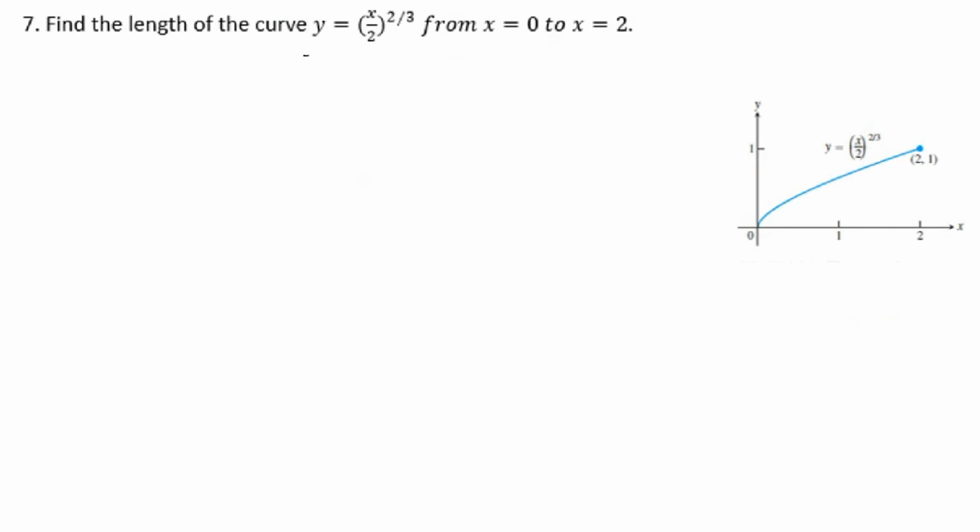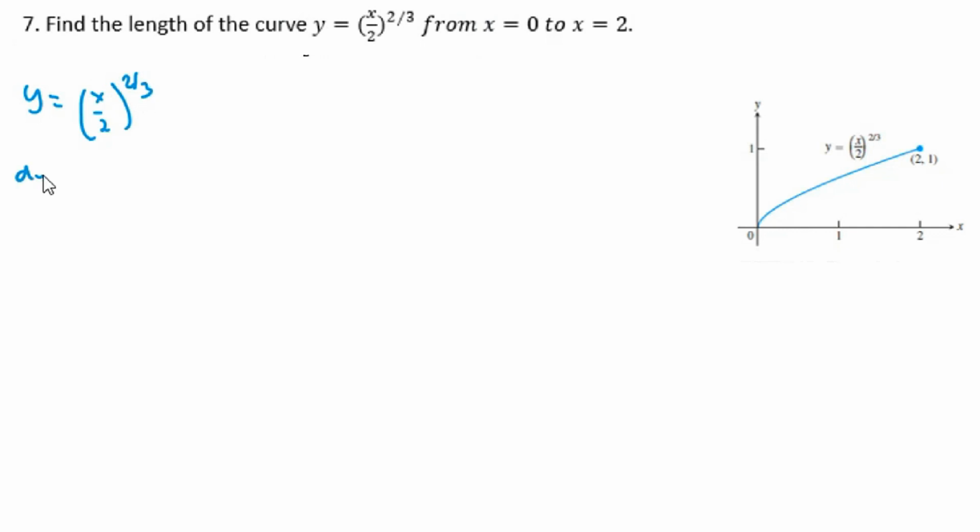So we have here number 7. Find the length of the curve y equals x over 2 to the power of 2/3 from x equals 0 to x equals 2. This is the graph for that curve. To solve this, we first find the derivative of the given function, y equals x over 2 to the power of 2/3.